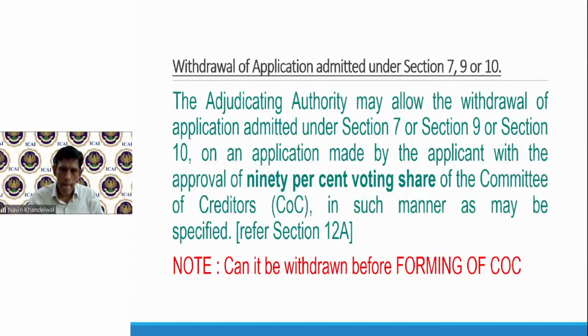And the next important part. Can an application which has been made under section 7, 9, or 10 be withdrawn? So let us understand the scenario. I have made an application under section 7 and the case is pending at NCLT. Can I withdraw? The answer is yes. You can withdraw anytime. If the corporate debtor has paid your amount, finish. I don't need to pursue my application and I can request the NCLT that I'm withdrawing my application. Great. Matter over. Very simple.